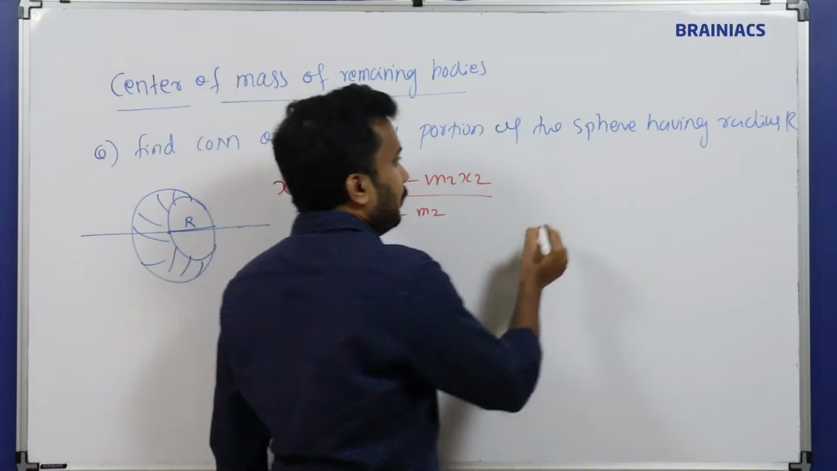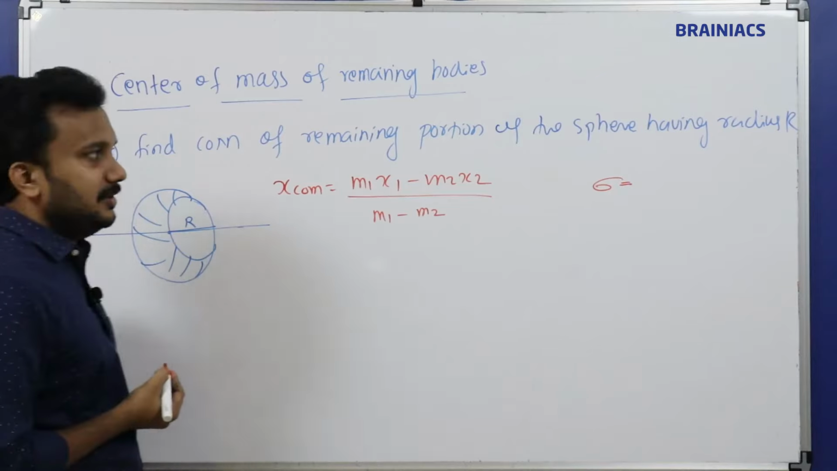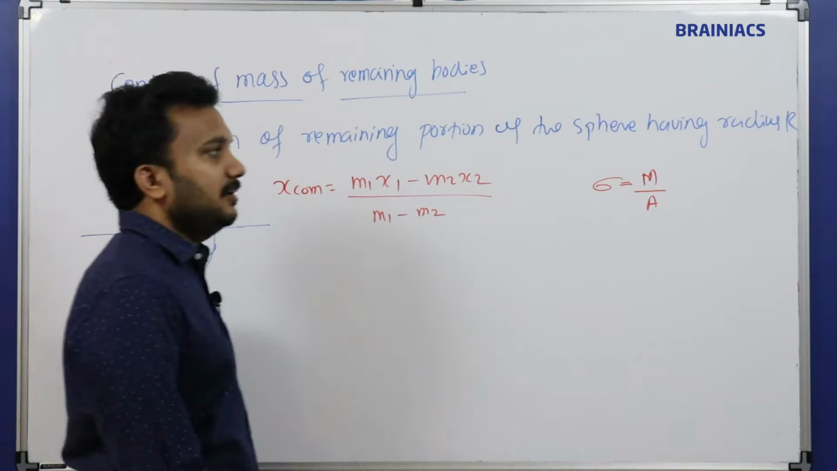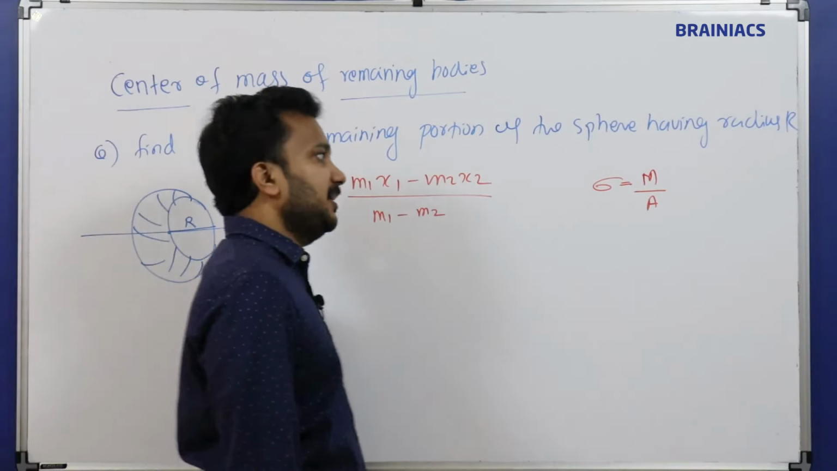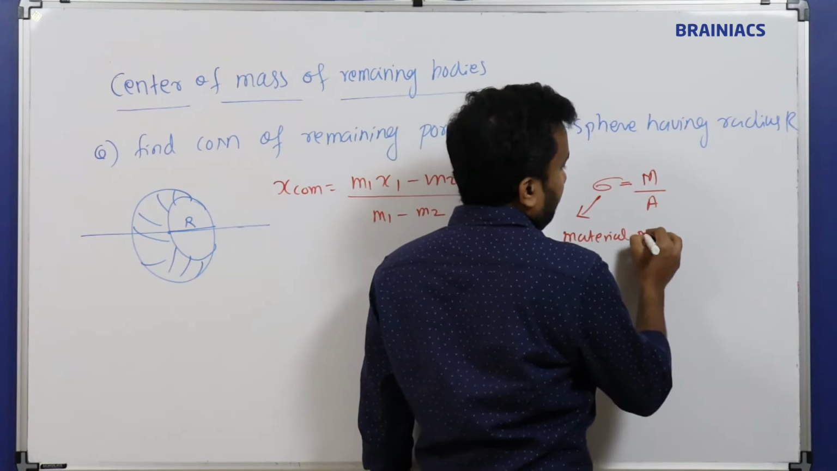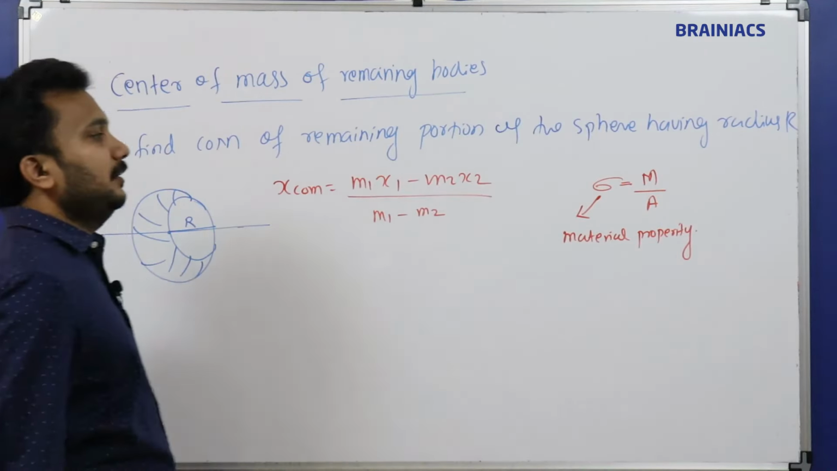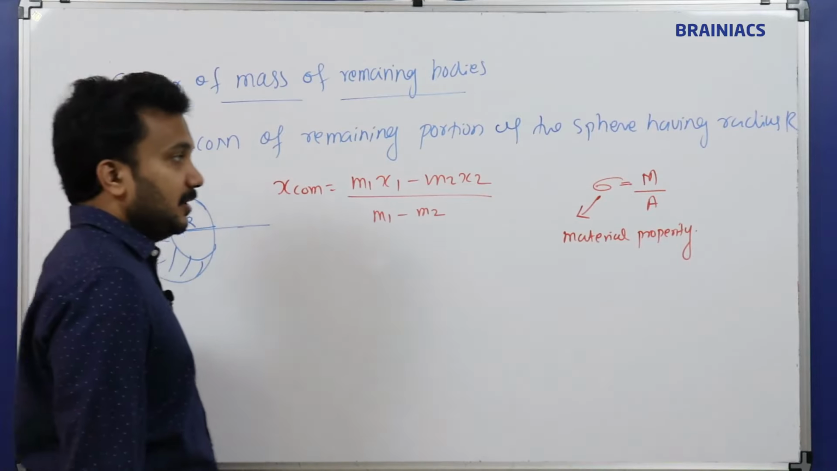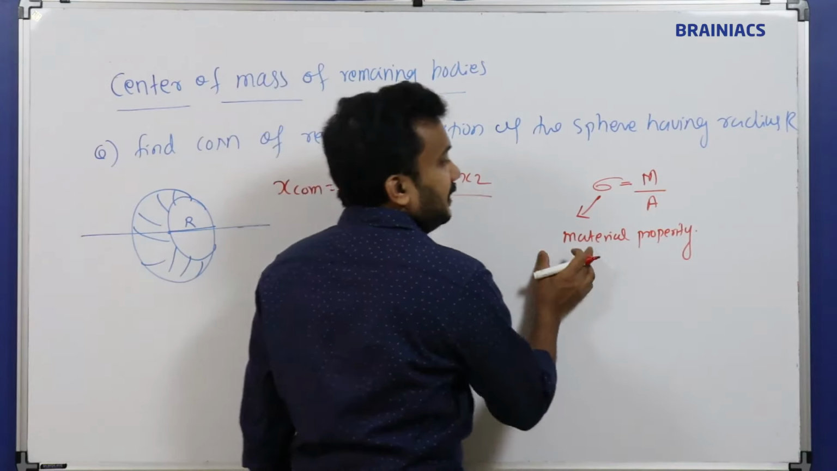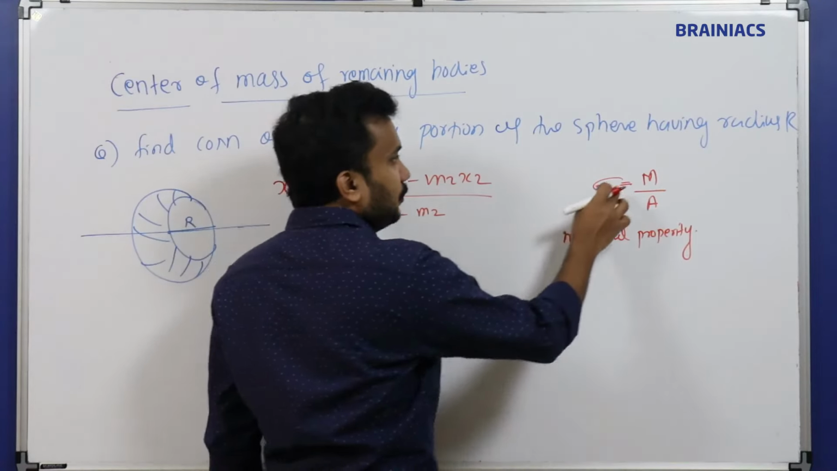If mass is not given, we know one parameter called sigma. Sigma is equal to mass per area, mass divided by area. Sigma is a material property. We study sigma in electrostatics, where it is called surface charge density. Here it is not surface charge density. Here sigma is equal to mass per area.